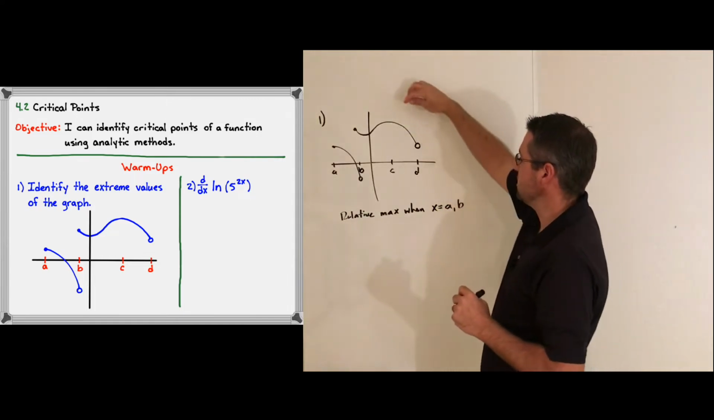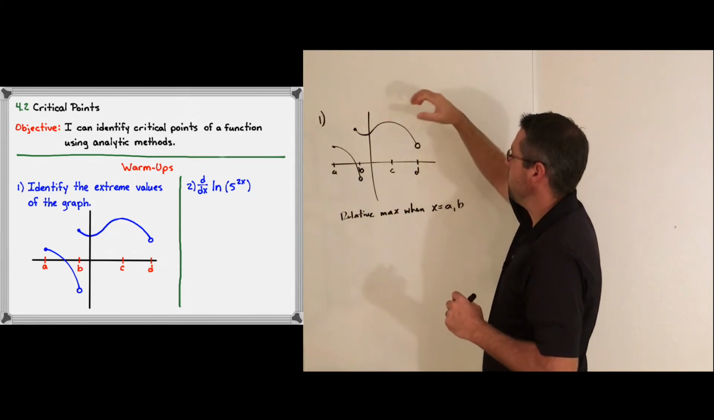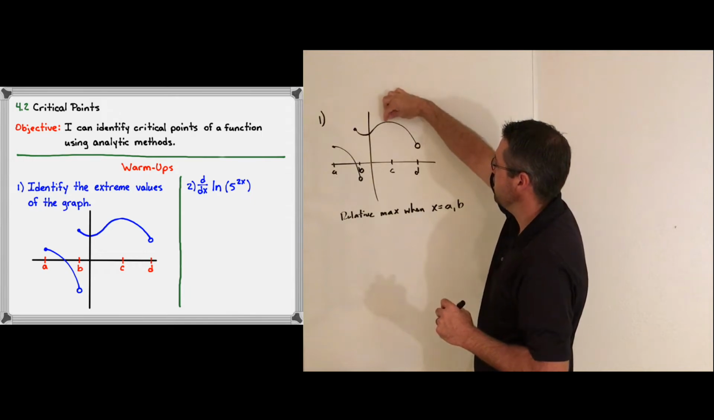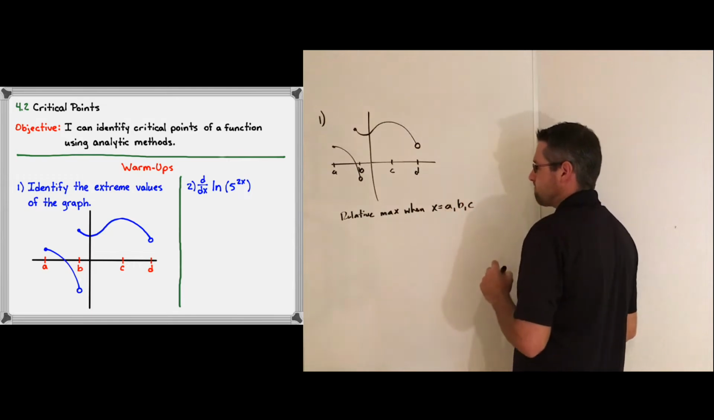We can also say that at c we have a relative maximum. Now we could go further with that one, but we notice that at x equals c, every point around it is lower than it. So we have a relative maximum when x equals c.